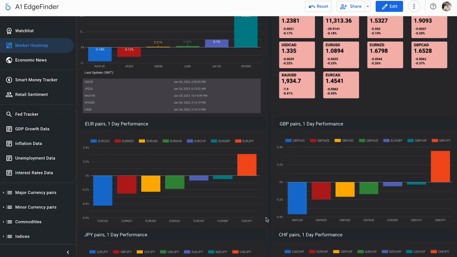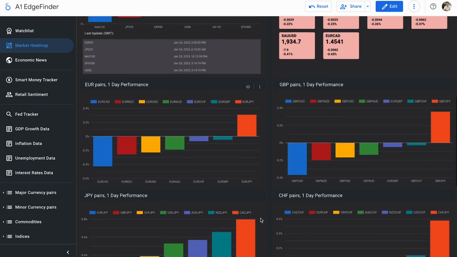All of our euro pairs are down except Euro JPY, which is actually up 0.31%. Euro CAD, on the other hand, down 0.43%. I can see right here as well, that's actually our biggest mover to the downside out of all of our currency pairs and indices and commodities for that matter. All of our pound pairs, same thing here. All our pound pairs are down on the day except pound JPY, up 0.36%. Pound CAD, on the other hand, down 0.37%.